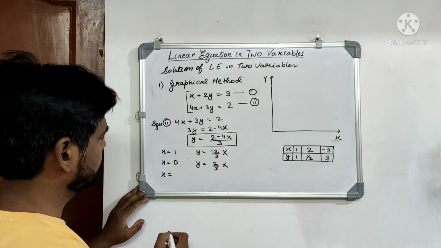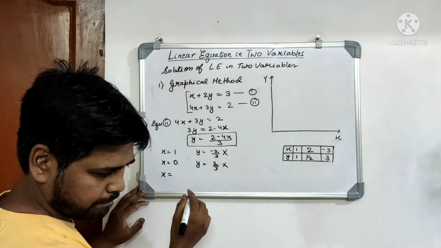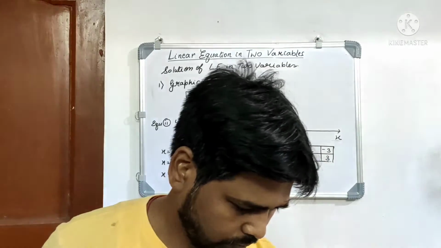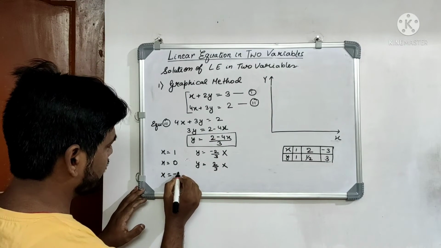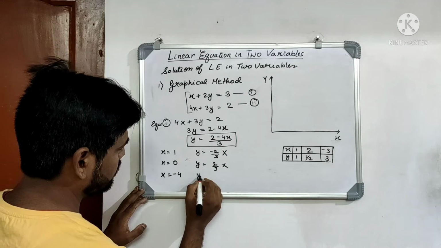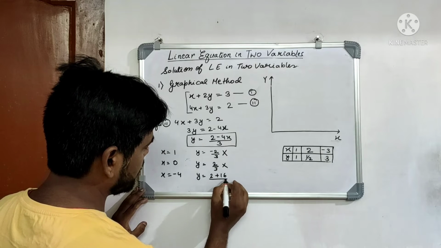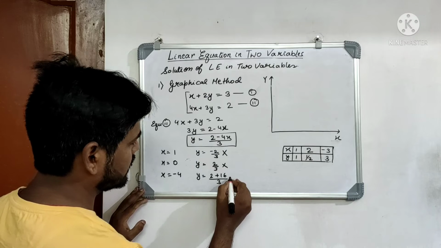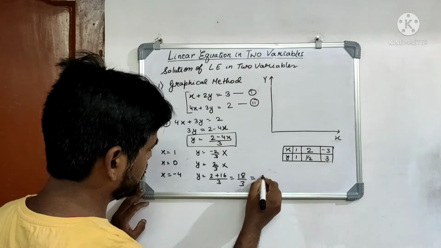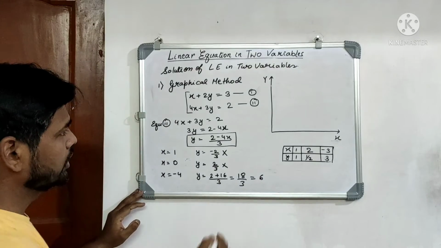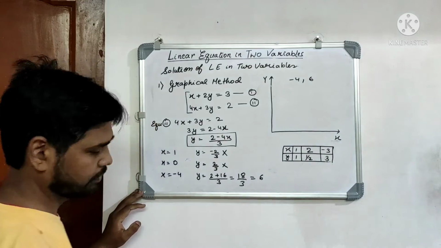X is equal to minus 4. For this value we will be getting 2 plus 16 by 3, that is equal to 18 upon 3, and we get a value equal to 6. Fine. So I am just noting it down, minus 4 and 6.